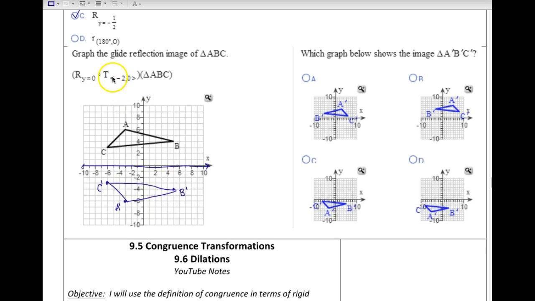The second isometry is a translation of (-2, 0). That means that x is going to go 2 this way, and y doesn't move at all. So it's just shifting to the left 2 spaces. Pick a different color. So 2 spaces from here is here, 2 spaces from here is here, 2 spaces from here is here. So here would be, sorry for the not so straight lines, here would be my new drawing. So the red triangle is what we're looking for.